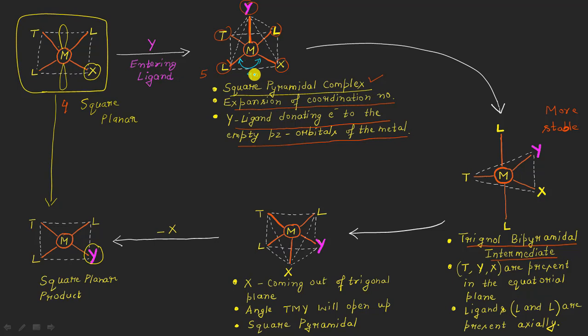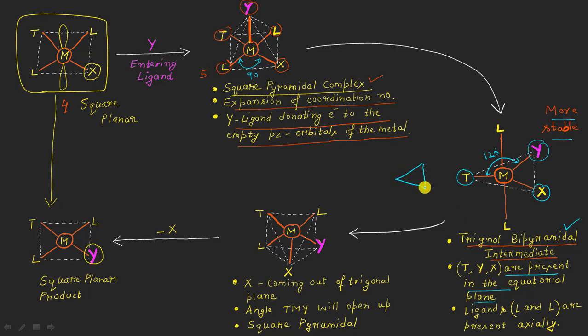So there are relatively more repulsions in this case as compared to the trigonal bipyramidal geometry, in which the ligands are present at an angle of 120 degrees. So they are more away from each other. So obviously it will be having lower repulsions, right? So this is why it will be rearranging itself into a more stable type of geometry, that is the trigonal bipyramidal, in which the T ligand, Y ligand as well as the X ligand are present in the equatorial plane, which is this plane here actually, okay?